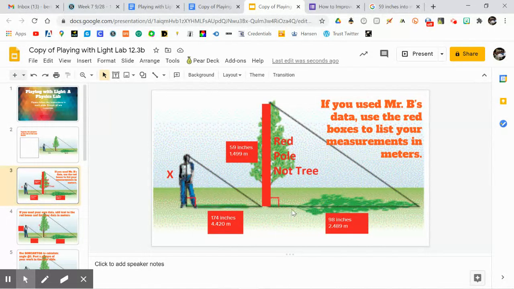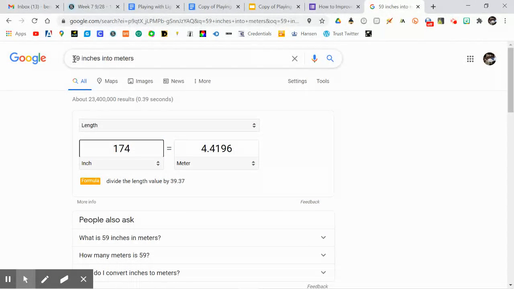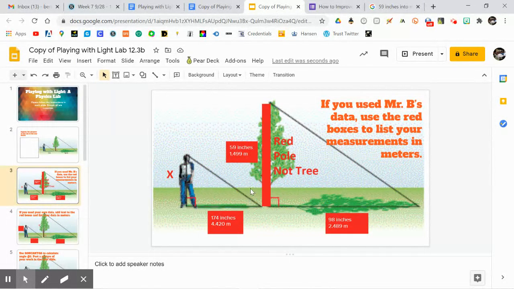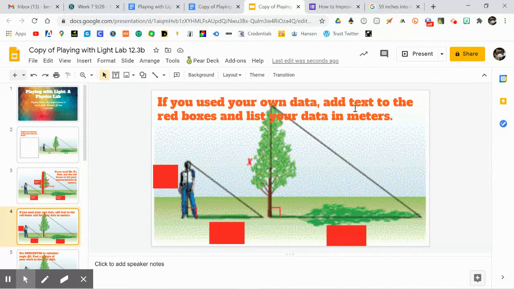We converted 59 inches into meters, 174 inches into meters, 98 inches into meters. And how do we do that? Well, we go into Google and say, I need 59 inches into meters, and we press enter, and it gives us 1.4986. Maybe we want 174, and it's 4.4196 or 4.42. Please use Google to make those conversions.